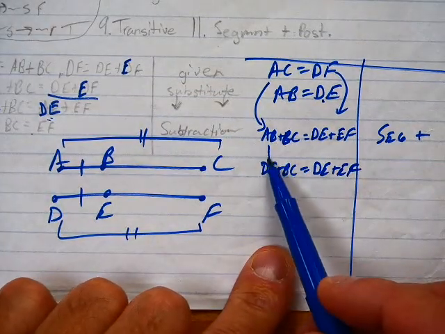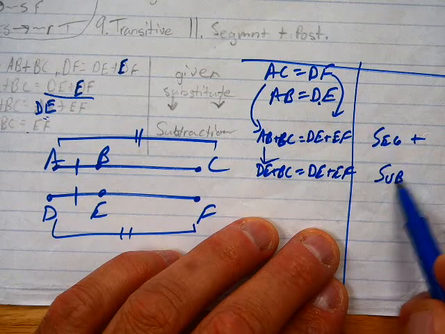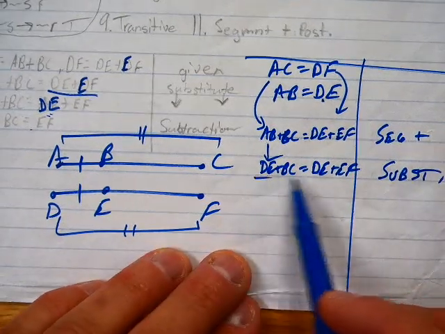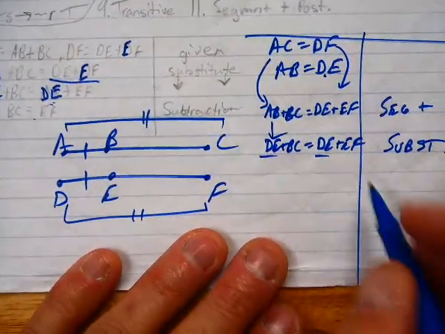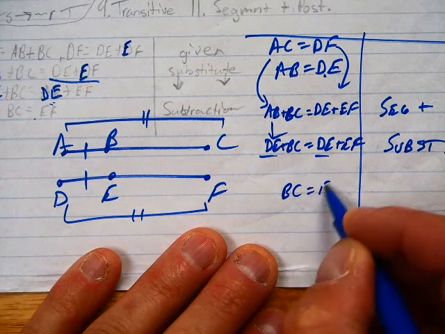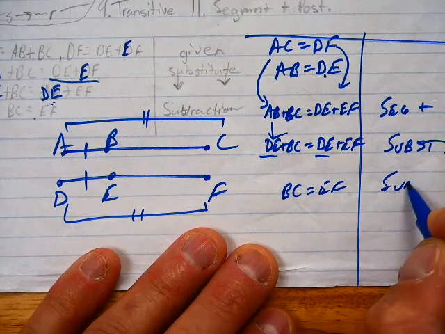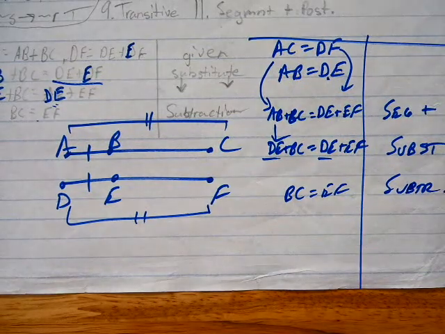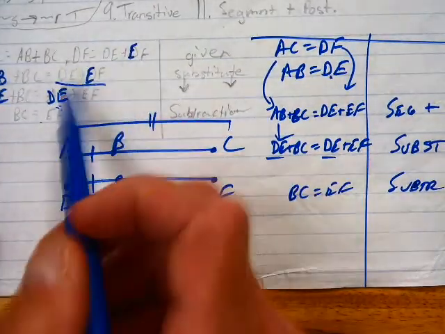What did I do? Substitution. And now I got DE on both sides. What can I do? BC, yeah, that's subtraction. So not too bad, you just had a couple of your letters off. See what I'm saying? Okay, back to him if you would, please.